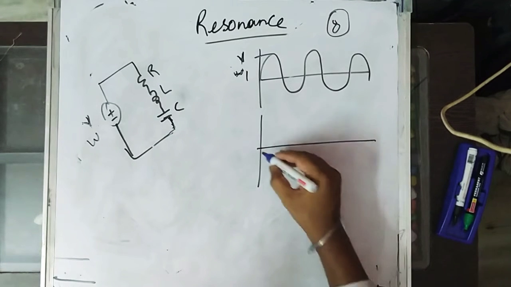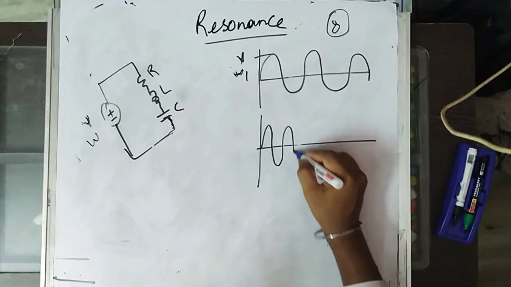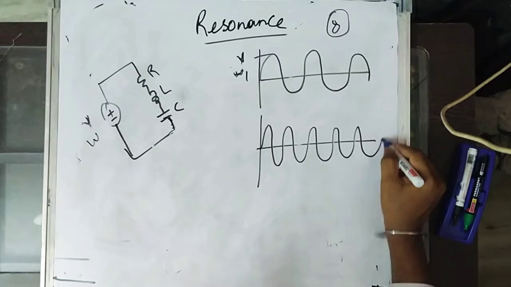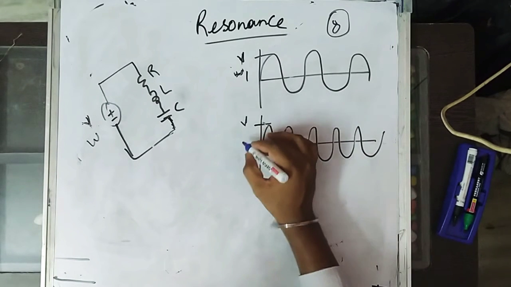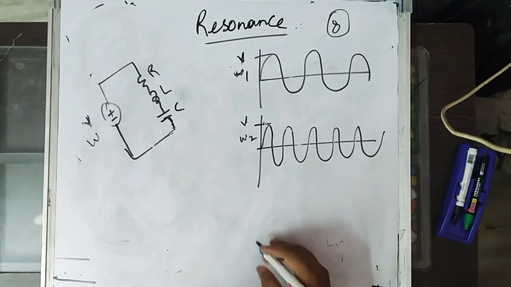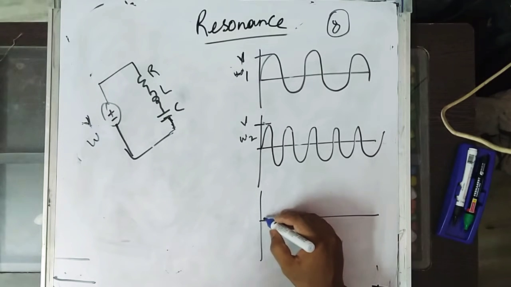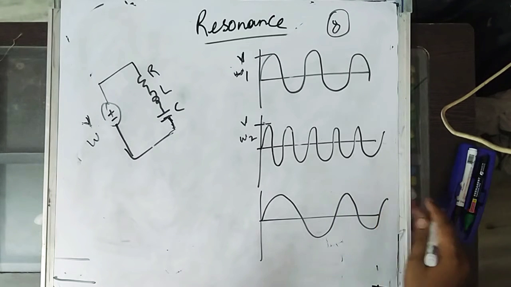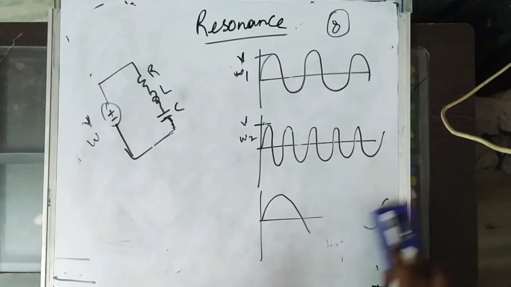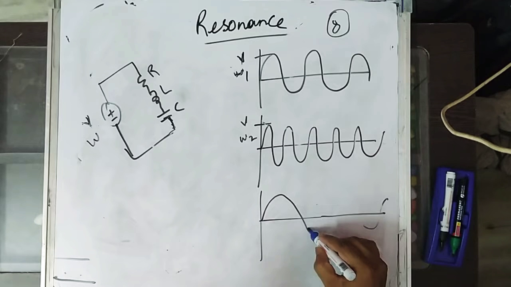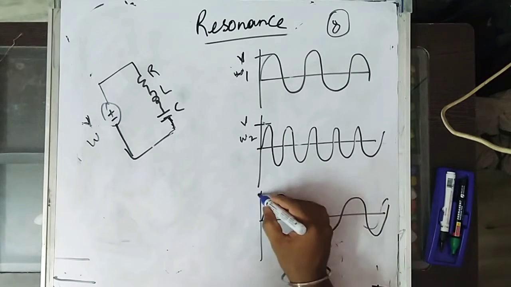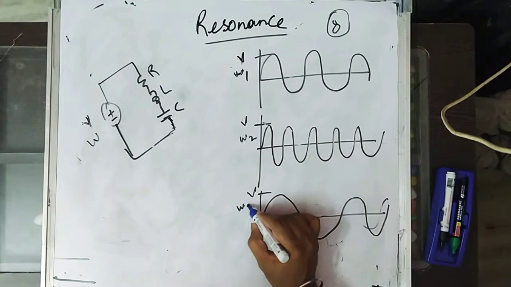With the varying frequency, the same magnitude V with a different frequency, another input I have given. Again, a third signal with the same magnitude, I have given another input with the same magnitude. This is omega 3.